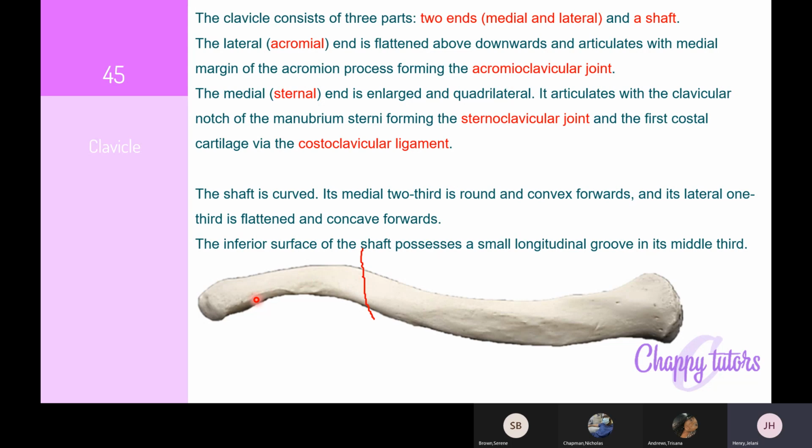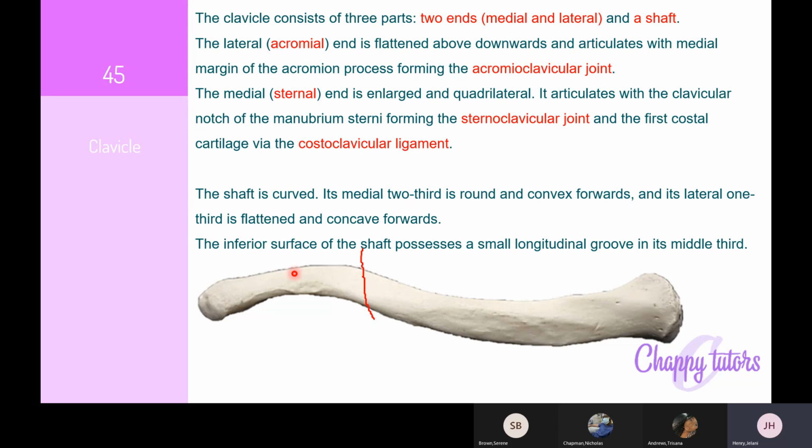Here is the lateral 1/3 of the shaft of the clavicle. So this medial 2/3 is round and actually convexes forward. So this is a convex curvature here, so forward is a convex curvature. The lateral 1/3 is flattened. You can see it's kind of flat compared to the sternal end. It's flattened from above downward, so it's kind of angled downwards. And the curvature at the front is a concave curvature, right?